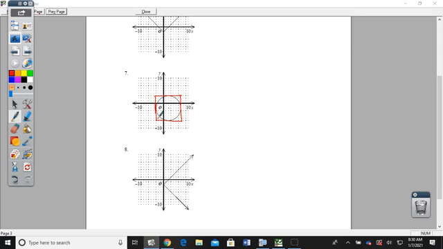So what's the furthest point left? What's the furthest point right? What's the furthest point down? What's the furthest point up? Okay. Good question. All right.